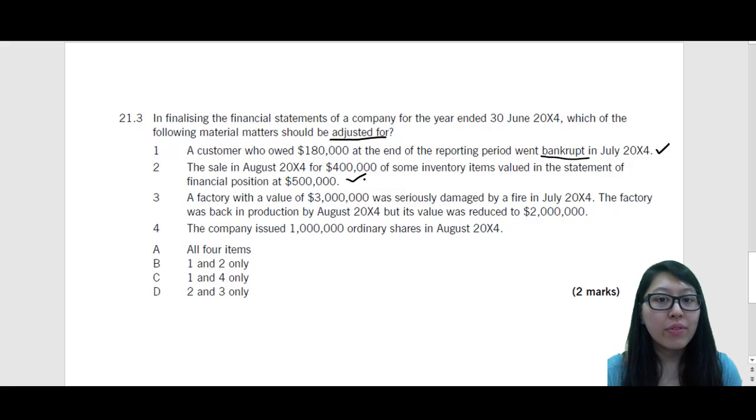3. A factory of the value of $3 million was seriously damaged by a fire in July 2004. Now in here, a fire is something that is not providing further evidence of a condition that had existed during the year end. And therefore, something that is so sudden like a fire or a natural disaster, those are usually non-adjusting events and should just be disclosed. So in this case, number 3, we do not need to adjust for it in our financial statement. Number 4, the company issued 1 million ordinary shares. An issue of new shares, especially if it has taken place after the financial year end, should be recorded in the new financial statements, as these do not provide further evidence of conditions during the year end. So therefore, the answer is 1 and 2, and that would be B.